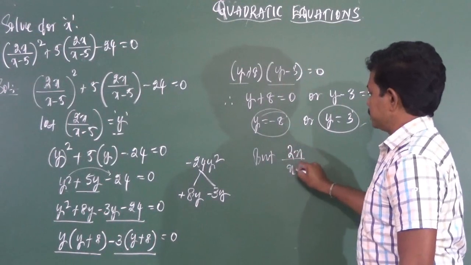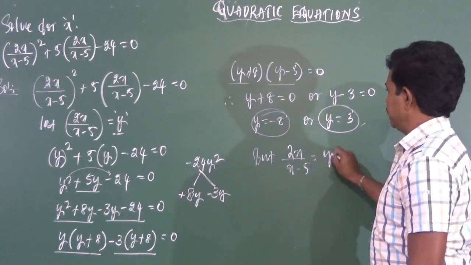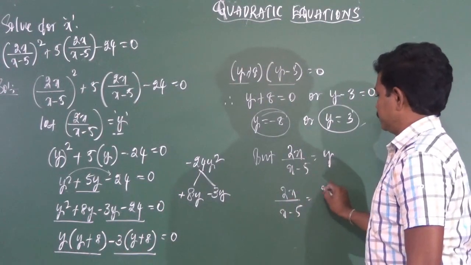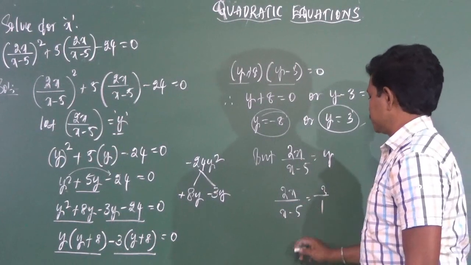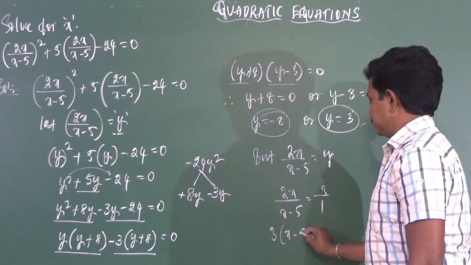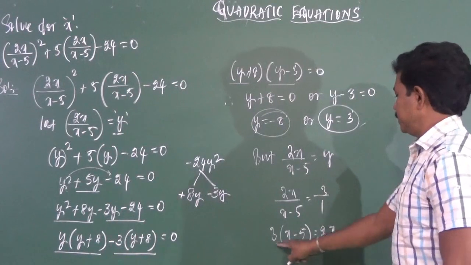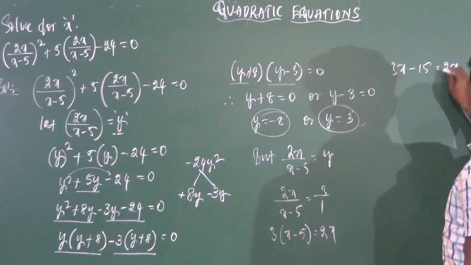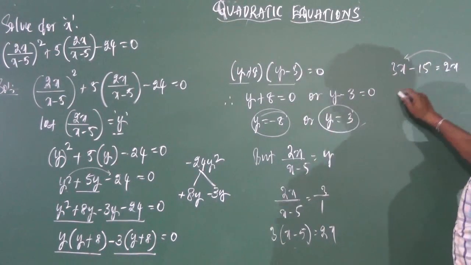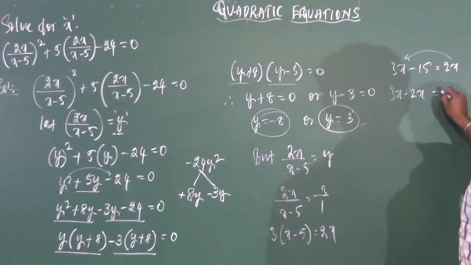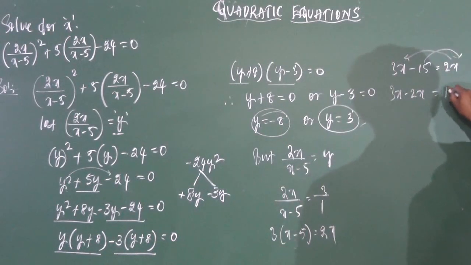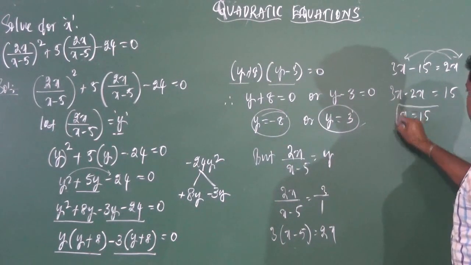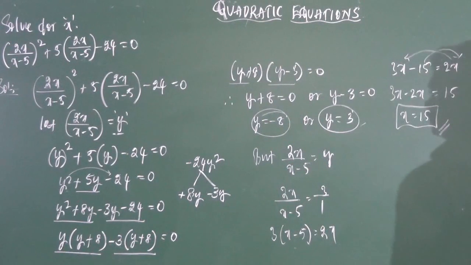2x by x minus 5 is equal to y. The y value is 3. So 2x by x minus 5 is equal to 3 by 1. So 3 into x minus 5 is equal to 2x. 3 into x is 3x minus 15 is equal to 2x. So 2x gets transposed to the LHS, so it becomes 3x minus 2x is equal to 15 on the RHS. 3x minus 2x is x, so x is equal to 15. So one of the roots we have got is 15.